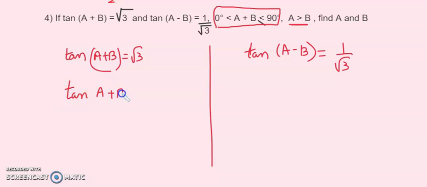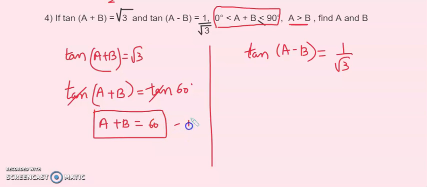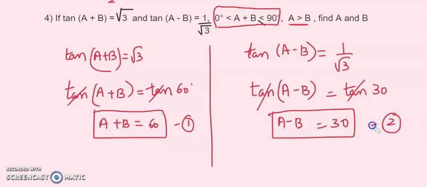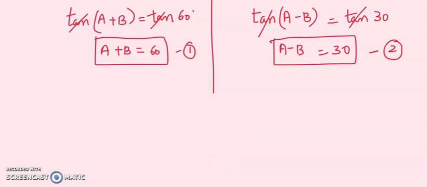Yes, it's 60. So tan (A plus B) is equal to tan 60. The tan and the tan go off, you get A plus B equal to 60 degrees, which is your equation 1. Then 1 upon root 3 for tan. Yes, it's tan 30. Right? The tan and the tan go off, you get A minus B equal to 30 degrees. Right? So are we getting two equations here? Yes. So we'll apply the elimination method to find the value of A and B. Right? So we'll add 1 and 2.